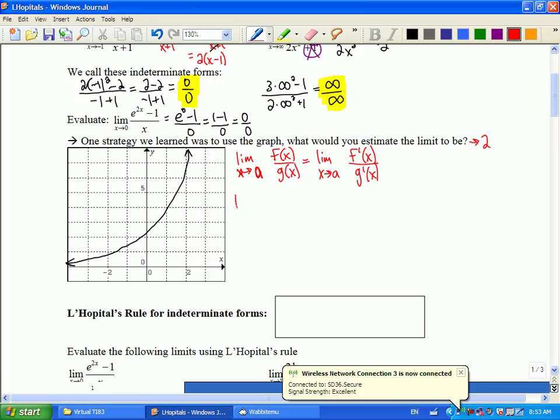So let's take a look at this limit as x goes to 0 of e to the 2x minus 1 over x. This is not doing the derivative with quotient rule. This is the derivative of the top divided by the derivative of the bottom. Nice and simple. So the derivative of the top is going to be 2 e to the 2x, while the derivative of the bottom is 1.